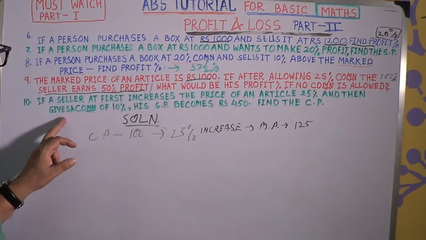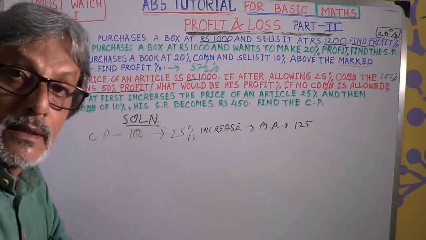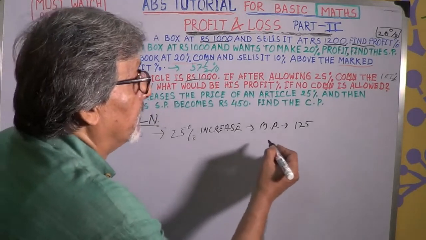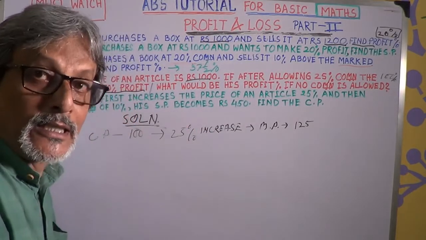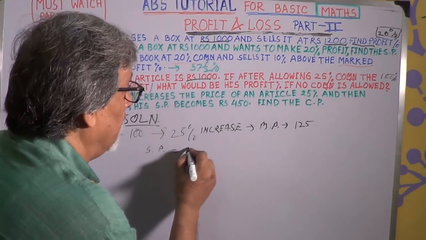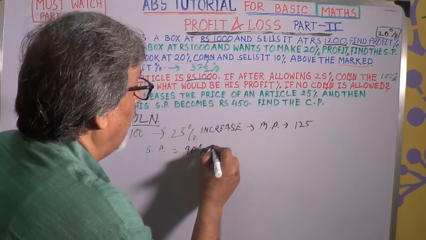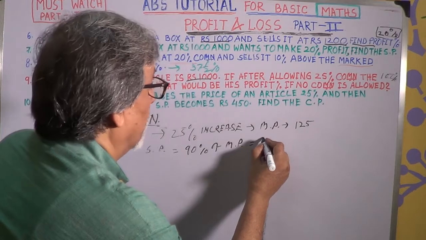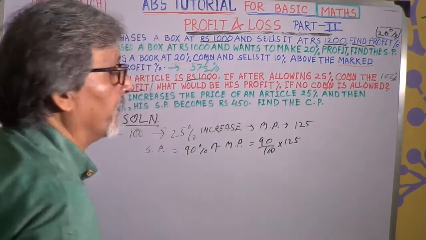After this he allows a commission of 10%. If 10% is a commission, then what is the sale price? Please. 90%. Thank you very much. 10% gone, this means 90%. So selling price SP will be 90% of marked price. This means 90 by 100 into 125.